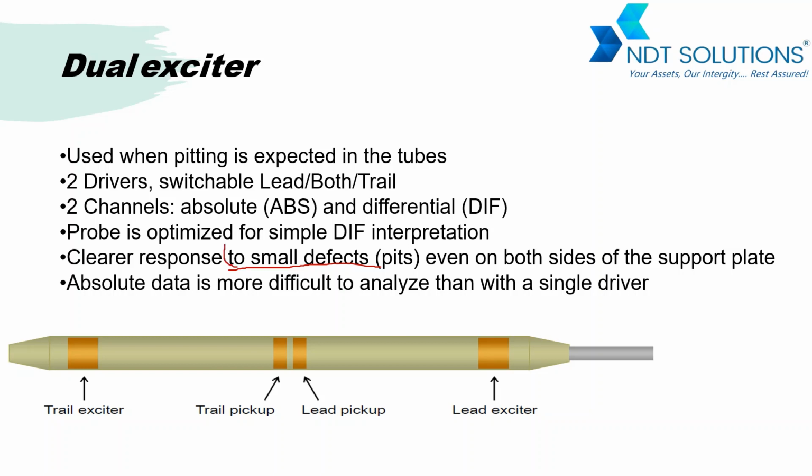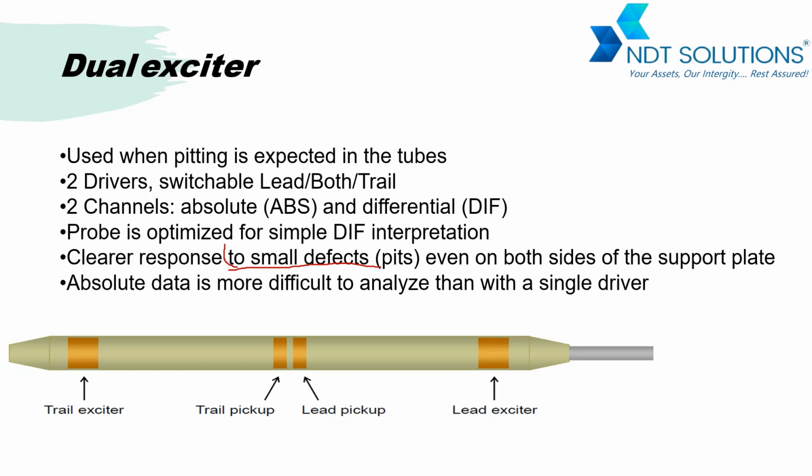We can use the dual exciter if we are expecting small pitting in the exchanger or in the tube. If we are expecting gradual wall loss or erosion, then the single driver is okay. But if we are suspecting pitting, we can use the dual exciter probe.